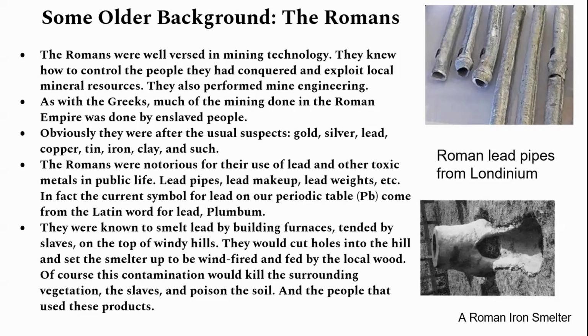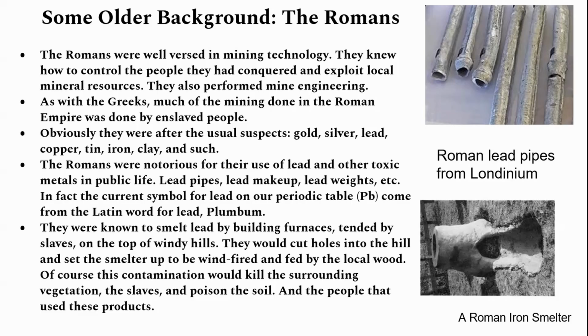The Romans were notorious for their use of lead and other toxic metals in public life. Lead pipes, lead makeup, lead weights, lead wine sweetener, lead hair wash. In fact, the current symbol for lead on our periodic table, Pb, comes from the Latin word for lead, plumbum, which is where you get plumber and plumb bob and plumb crazy, all related to that Latin word.